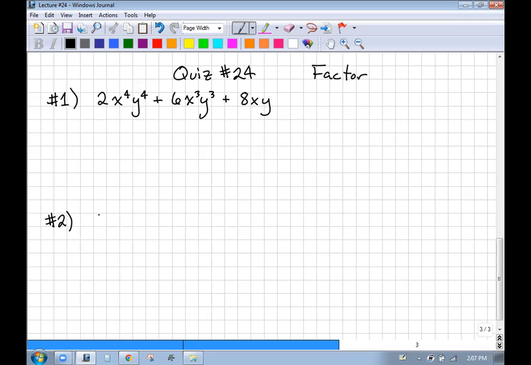Let's do 3 x to the 4th y to the 5th plus 12 x squared y squared plus 15 x y cubed. There we go.